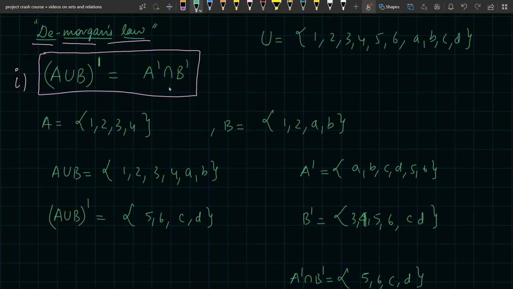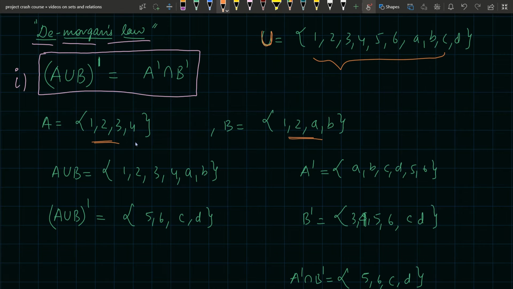To understand this, let's understand what we have in hand. First of all, I have established a universal set U, which is 1, 2, 3, 4, 5, 6, A, B, C, D. That is our universal set. Everybody can see this, I think. Now let's go to A. A is 1, 2, 3, 4 and B is 1, 2, A, B. So this is the example I'm taking from the very beginning.